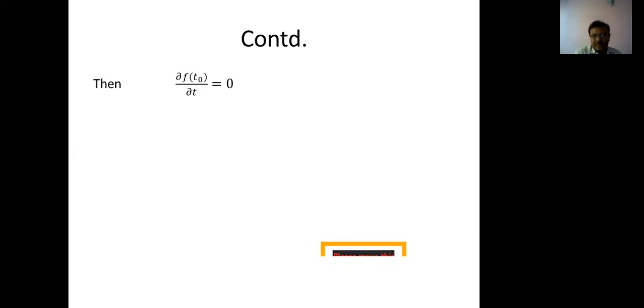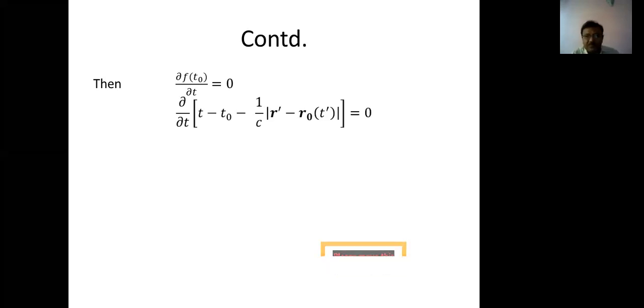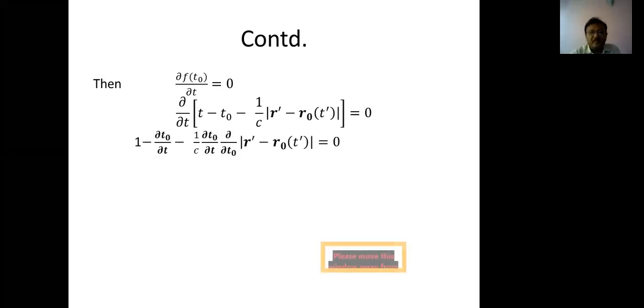Okay, you are given the function f of t naught, and you are also given the condition that dou by dou t of f of t naught is equal to 0. By using this condition and plugging the value of your function back into there, you need to play with some differentiation, guys. Okay, one step. So this is the thing. One more step. Okay. 1 minus dou t naught by dou t. I think now you can do it.